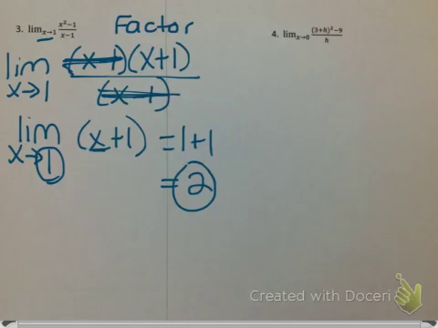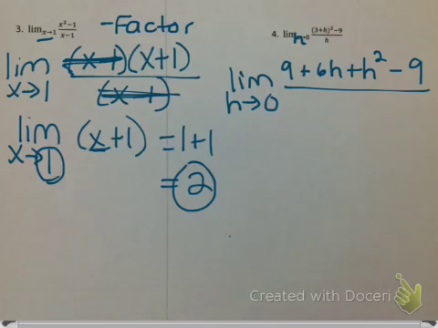Next one, limit as h goes to 0 of (3 plus h) squared minus 9 over h. Now, looking at this, I cannot plug 0 in because I'd get division by 0 again. So, the next technique I'm going to show you is just simplify, FOIL. So if I simplify the function by foiling, I'd have what, guys? 9 plus 6h plus h squared minus 9. What I do, I just FOILed and then subtracted the 9, over h.